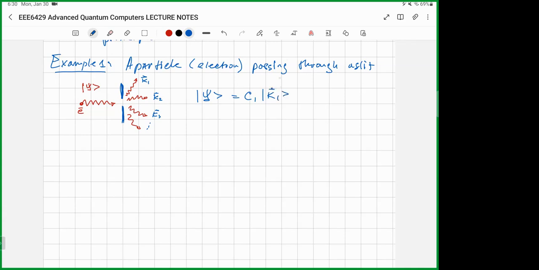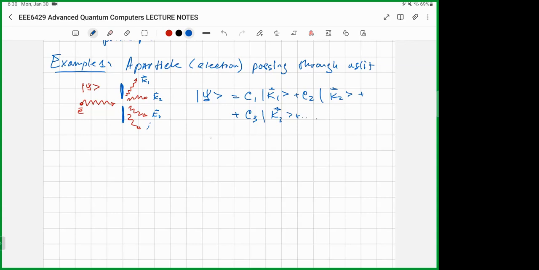So this is the state of the electron going in this direction after this screen. Then another, plus C2, another state K2 vector, plus C3 state K3 vector, plus etc.